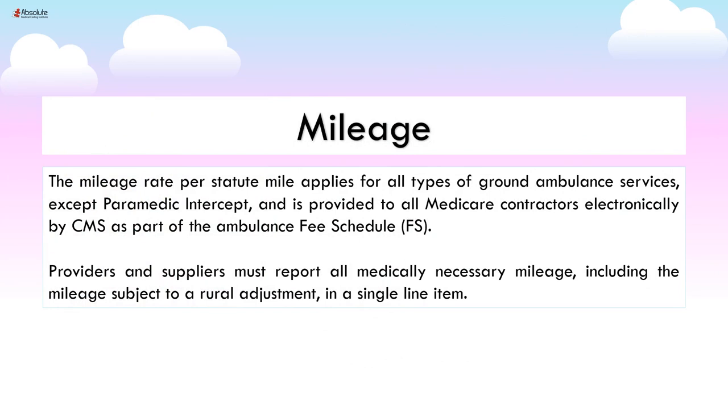Okay, so now that we have taken a look at most of those ground ambulance services and the level of service they pertain to, let's now take a look at the mileage, because this is another factor that you have to consider when coding for ambulance services. The guideline says that the mileage rate per statute mile applies for all types of ground ambulance services. Providers and suppliers must report all medically necessary mileage, including the mileage subject to a rural adjustment, in a single line item. Pretty much it's telling us that for every ambulance service, we must code the mileage.